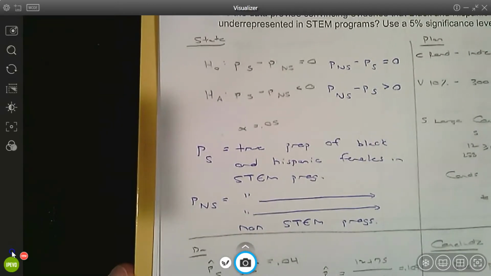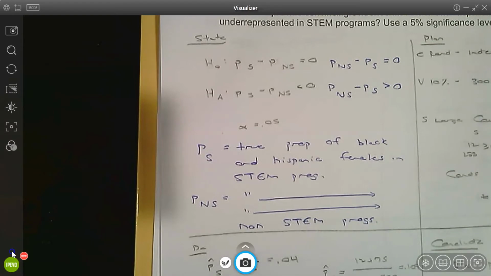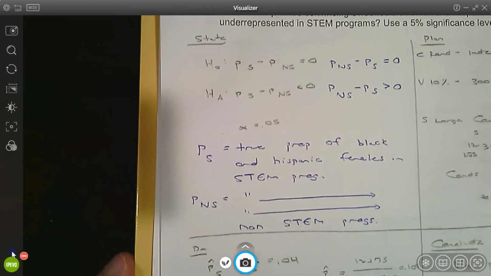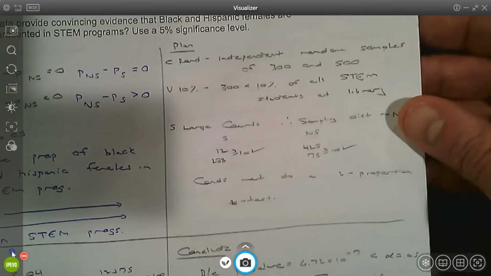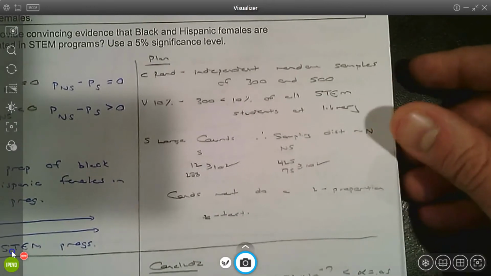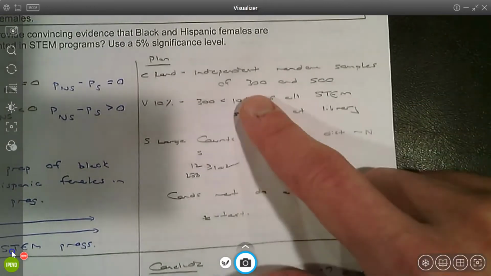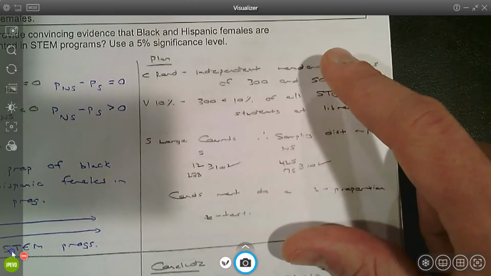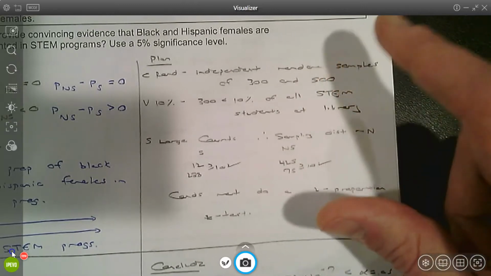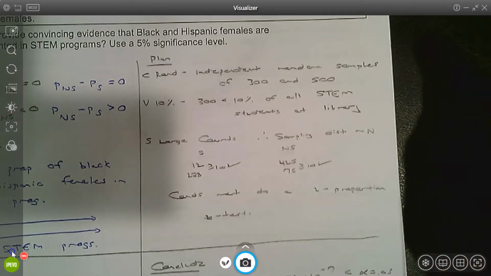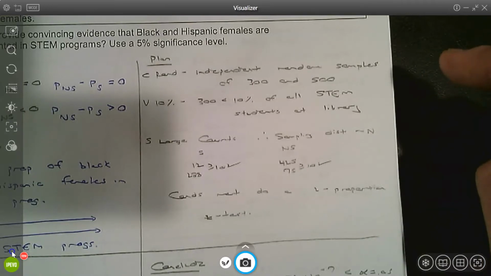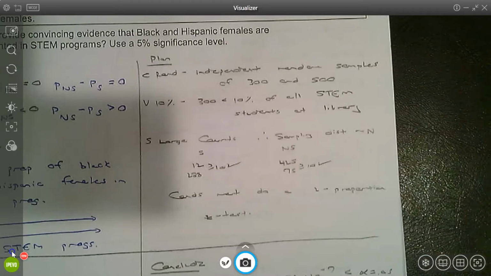And they told us 5% level of significance, so alpha is 0.05. So moving on to the plan step, we have independent or separate random samples of 300 and 500. Make sure you explicitly include those sample sizes. You're going to have to check the 10% condition twice. So 300 is less than 10% of all STEM students at this university.